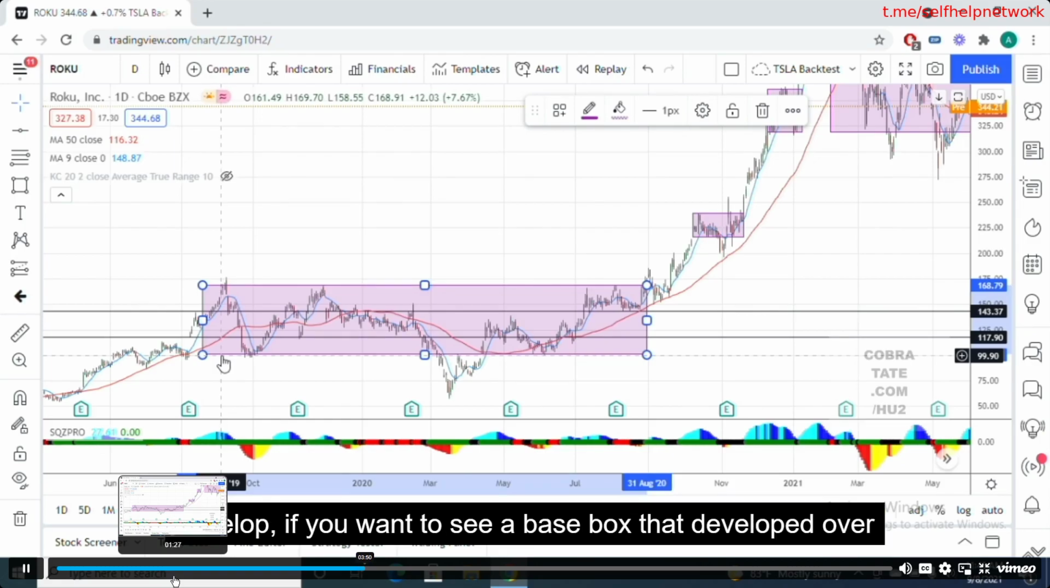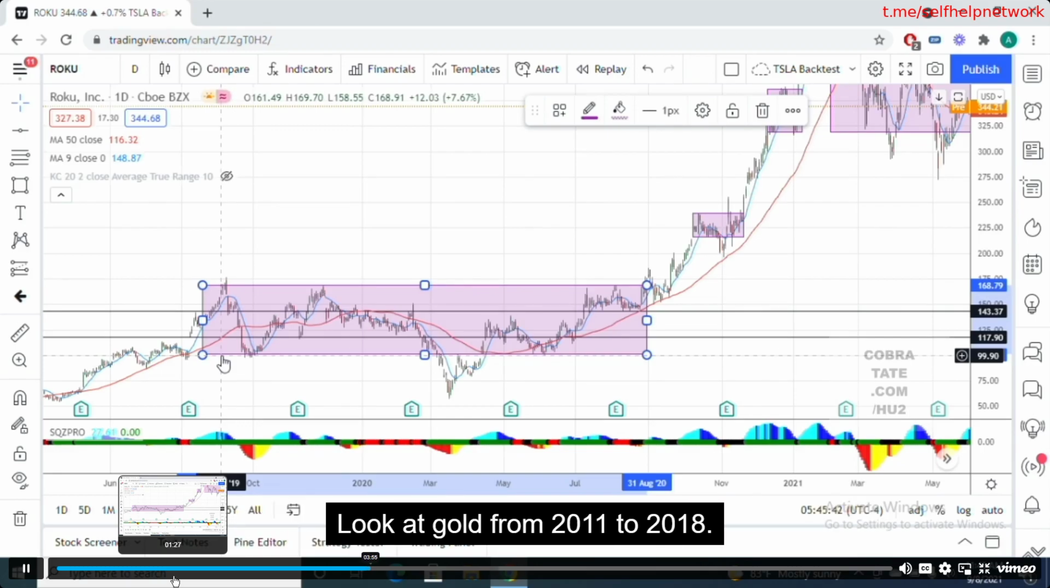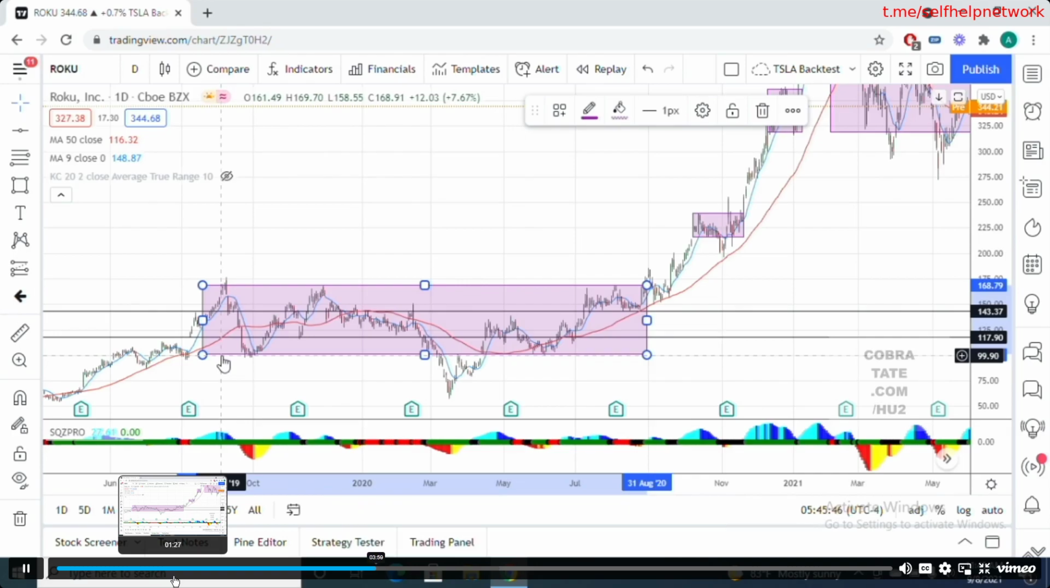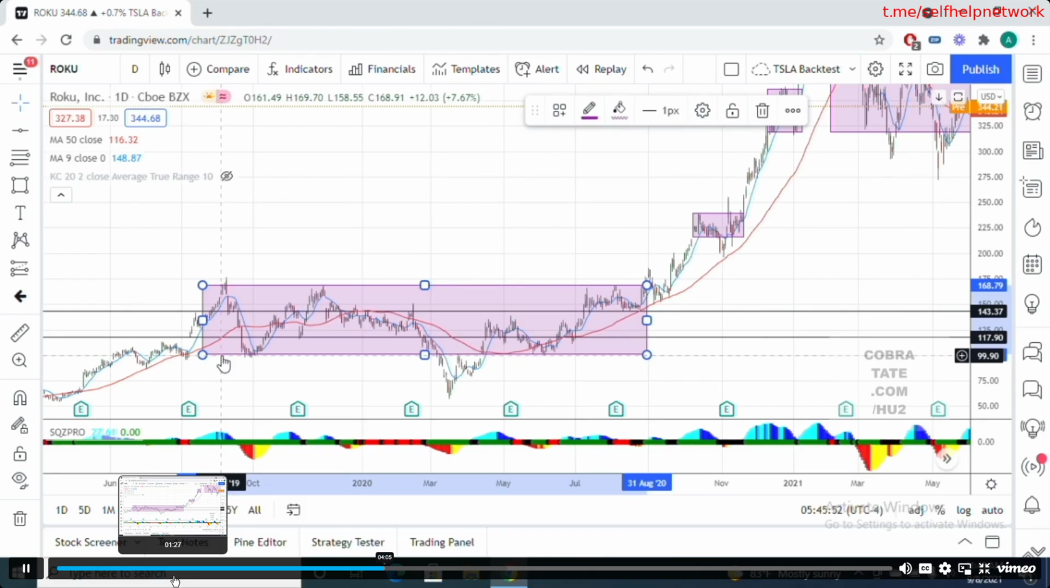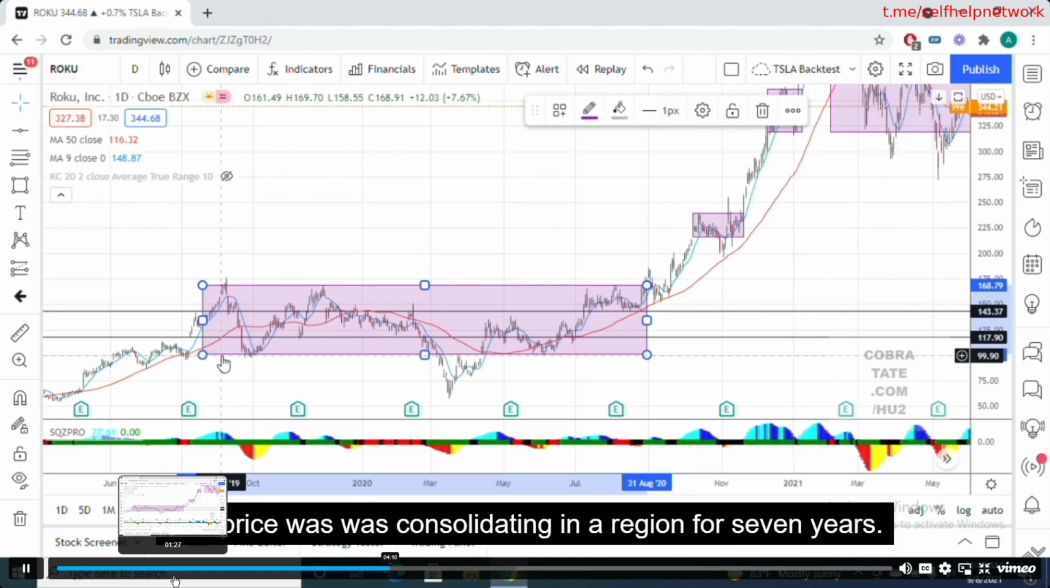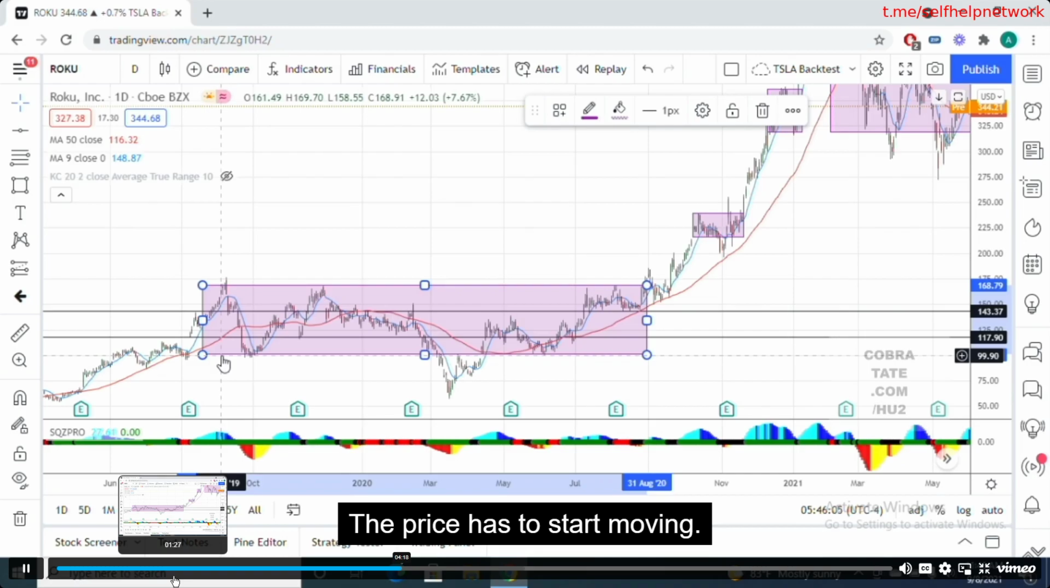If you want to see a base box that developed over a long period of time, look at gold from 2011 to 2018. That box developed over 7 years, and then the breakout happened and gold moved up fast and everyone was surprised. Why are you surprised? The price was consolidating in a region for 7 years. That's a lot of energy. That energy needs to be released. The price has to start moving.